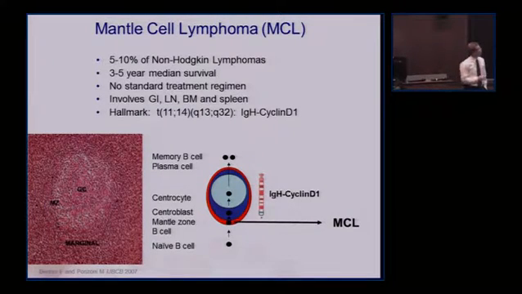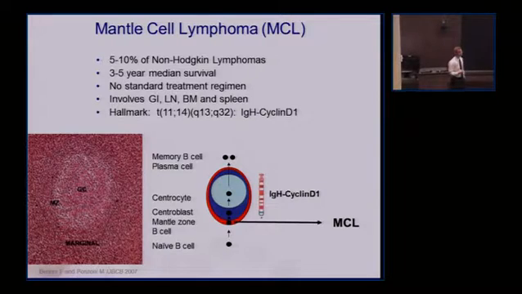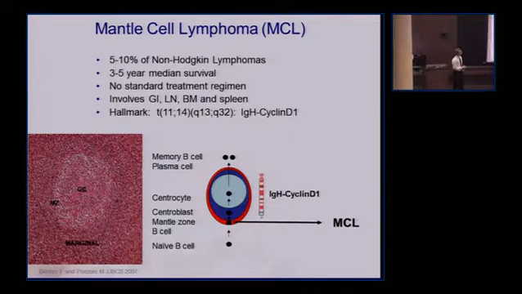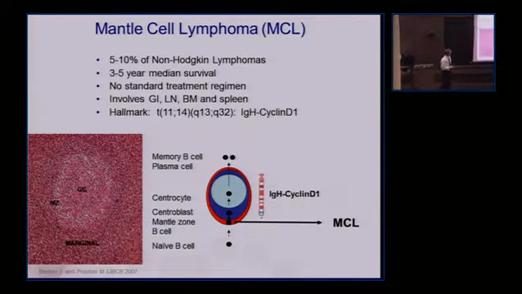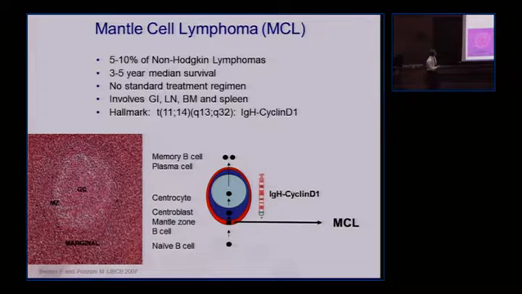So mantle cell lymphoma comprises about 5 to 10% of non-Hodgkin B-cell lymphomas. And unlike the other small, mature B-cell lymphomas, it is fairly aggressive with a 5-year median survival. There's no current standard chemotherapeutic regimen. Clinically, it involves the GI tract in the form of lymphomatoid polyposis, lymph nodes, bone marrow, and spleen. And molecularly, the hallmark is a translocation between chromosomes 11 and 14.